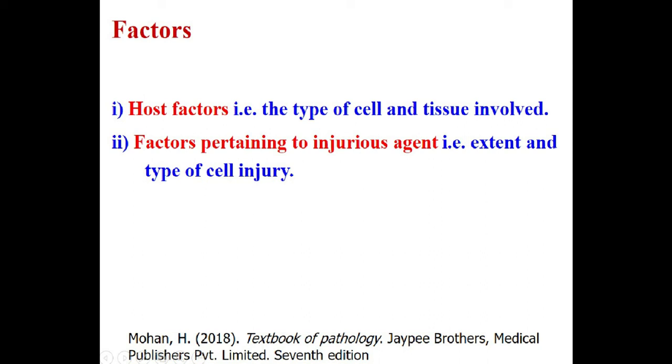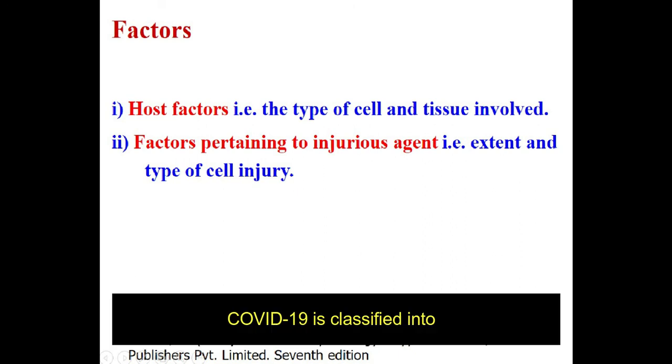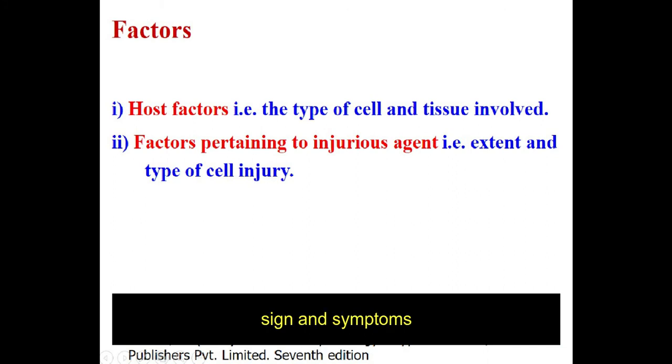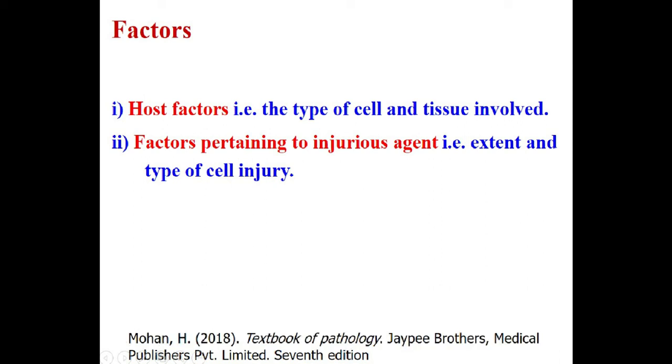Then when we talk about the factors pertaining to injurious agents, we're talking about the extent and type of cellular injury. In case of coronavirus, the extent and type of cellular injury depends upon how much effect it is producing. Like COVID-19 is classified into mild, moderate, severe, or critically ill, based on signs and symptoms. So the coronavirus could be mild, it could be moderate, it could be severe, it could be critically ill. So this is the extent of the injury caused by the coronavirus or COVID-19.